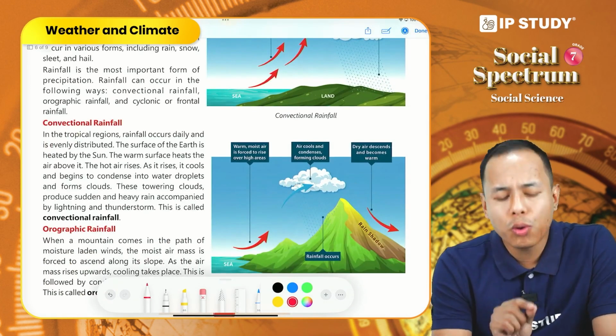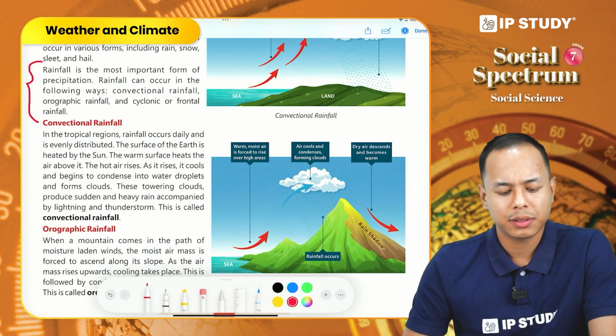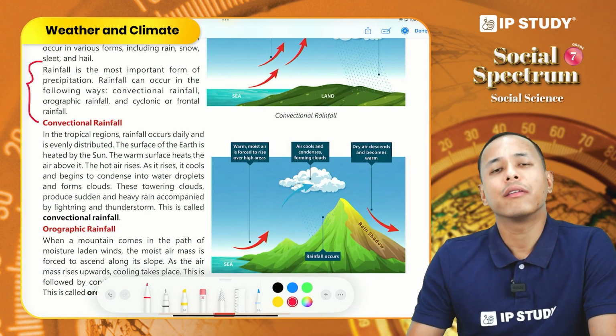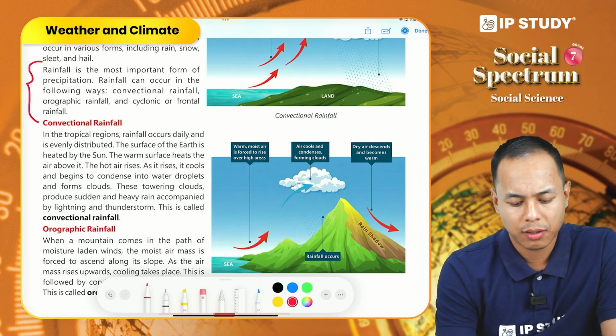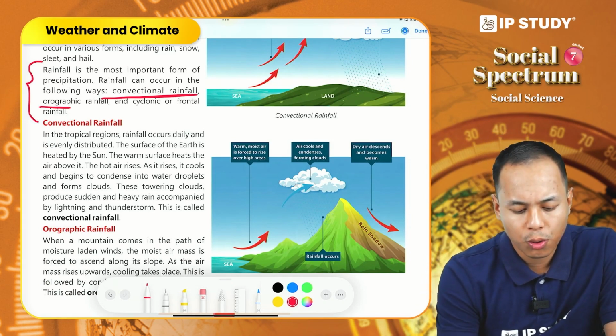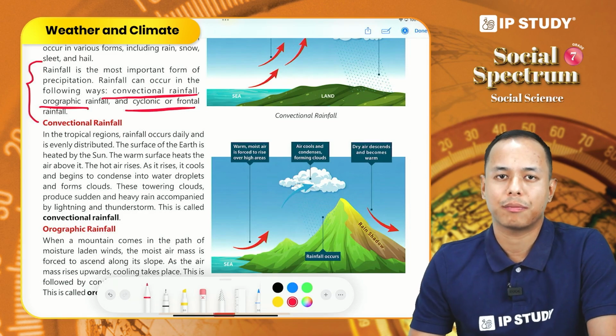Rainfall is the most important form of precipitation, and it can occur in three different ways. Firstly, convectional rainfall, then orographic, and lastly cyclonic.